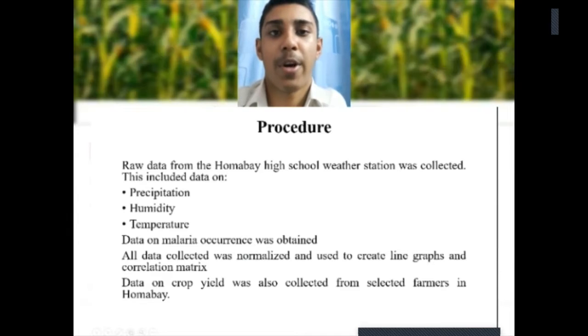Using this data, we could create graphics such as line graphs and a correlation matrix. Line graphs showed us the change of data over a period of time, and the correlation matrix was used to observe positive and negative correlations with our data. We created such graphics and normalized our data using various formulas in Microsoft Excel.